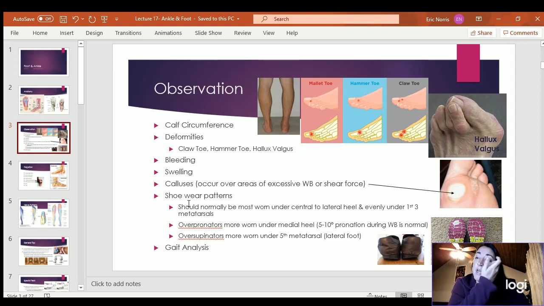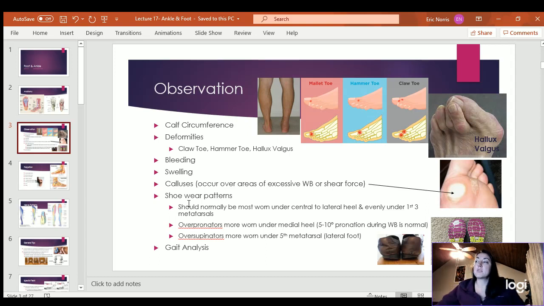So overpronators typically wear out the medial portion of the heel and the remaining portions of the shoe, the medial portion of all of it. Oversupinators typically wear out the lateral portion of the entire shoe.